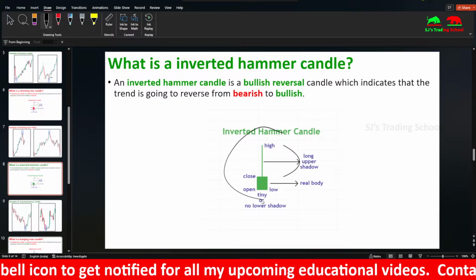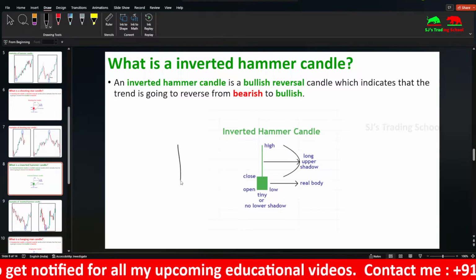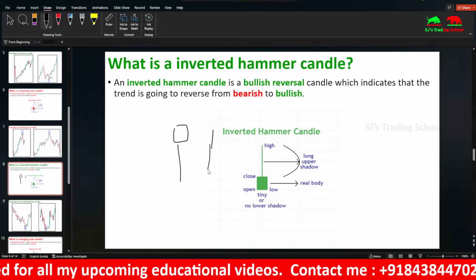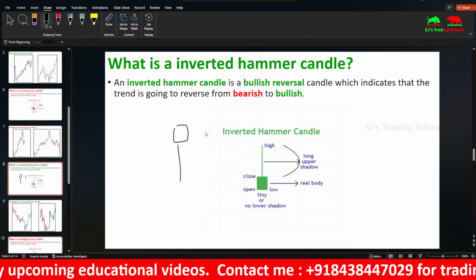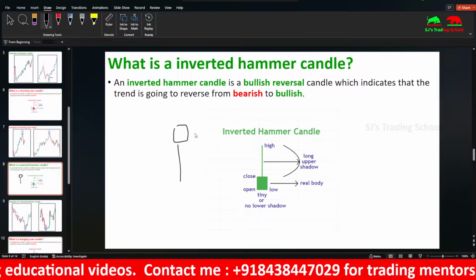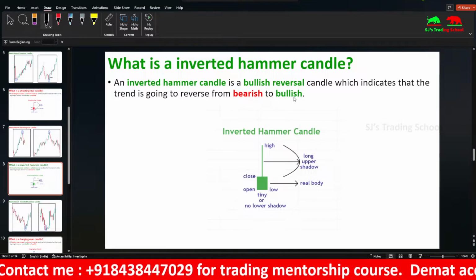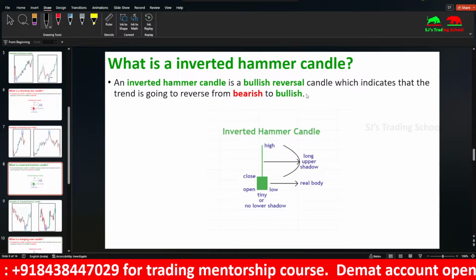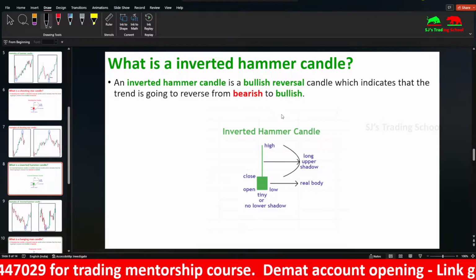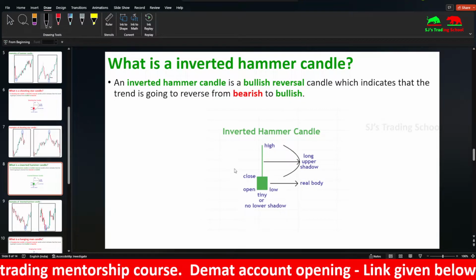And next, coming to the inverted hammer. It's just like this. When you flip it, it's like a hammer, like an inverted hammer. So this is the case here. This is a bullish reversal candle, which indicates that the trend is going to reverse from bearish to bullish. So this is the case.